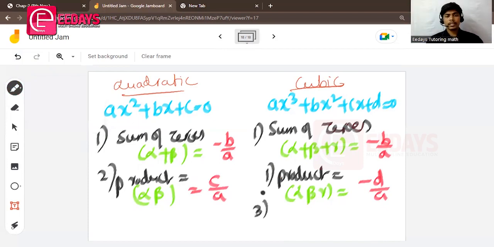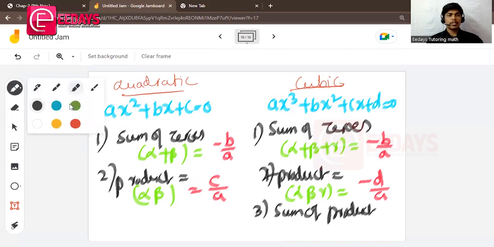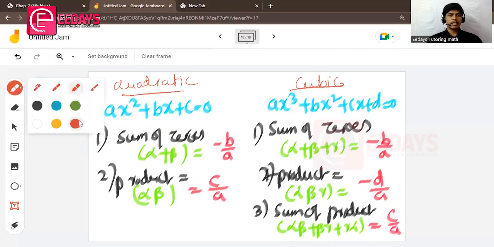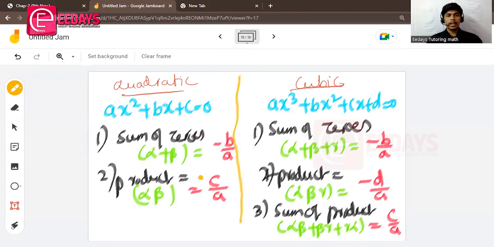Now the third one is sum of product. Sum of product, you can take alpha beta plus beta gamma plus gamma alpha is equal to c by a. So you just compare like this. All the equations, I mean, this is the table I made here. So you just compare like this.